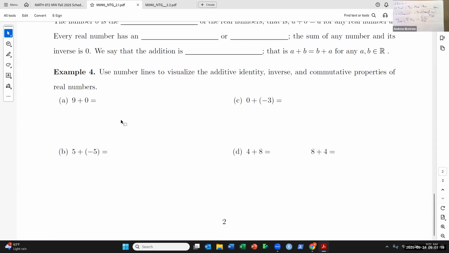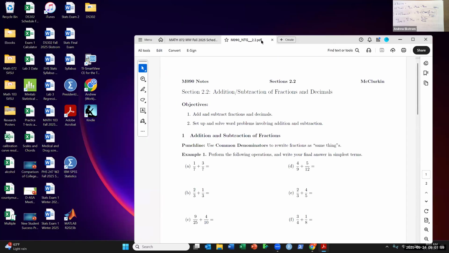Looking at some of these problems here, 9 plus 0. So you have $9 in your wallet. You go through the entire day without spending any money. How much money do you have left in your wallet? $9. You have nothing in your wallet, but you have to borrow $3. How much do you have left? That's going to give you a -3. You have $5 in your wallet, but you spend $5. How much do you have left? 0. So sometimes these make some sense, sometimes not so much.